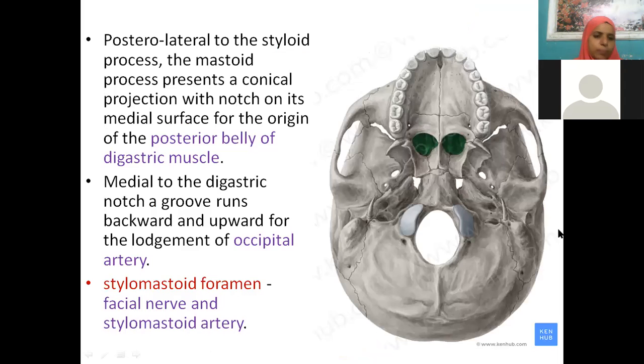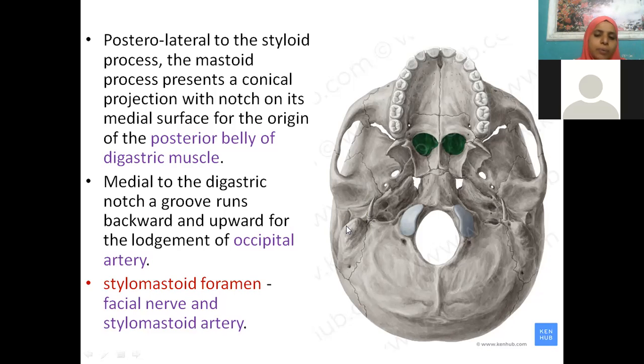But a few more important things I want to tell. The styloid process gives attachment to 5 important structures, 3 muscles and 2 ligaments. We have the stylohyoid and stylomandibular ligaments. We have 3 muscles: styloglossus, stylopharyngeus, and stylohyoid. So that is important. The styloid process can be a 3 marks question.